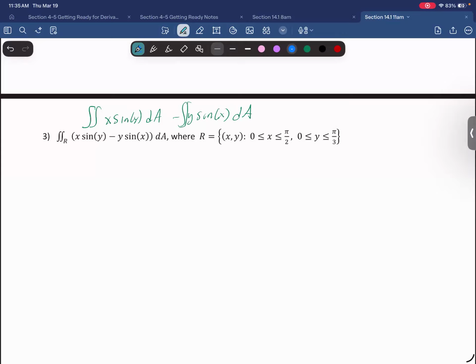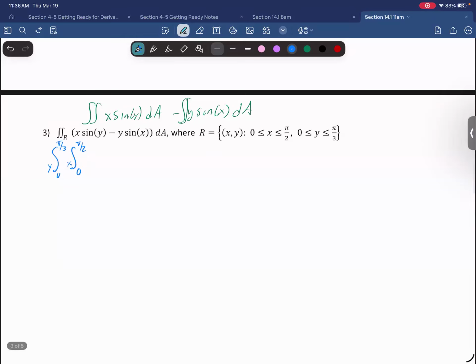Do we want to have X on the outside or Y on the outside? Or better yet, which one do we want to get rid of first? Maybe the X. So let's get rid of X first. That works. So we'll have 0 to pi over 2 on the inside. That's the X. So the outside will be the 0 to pi over 3. And we're going to do dx dy.